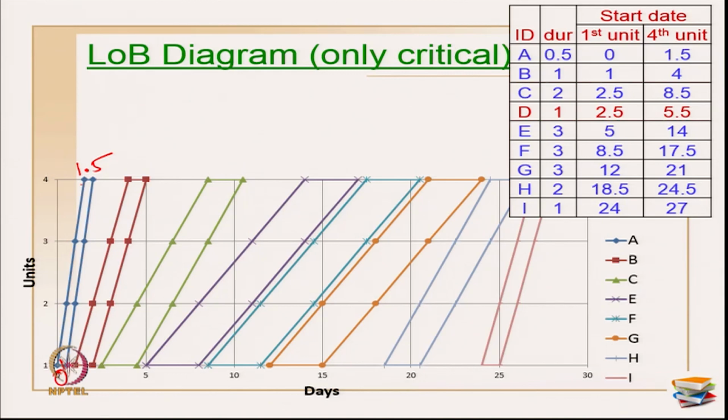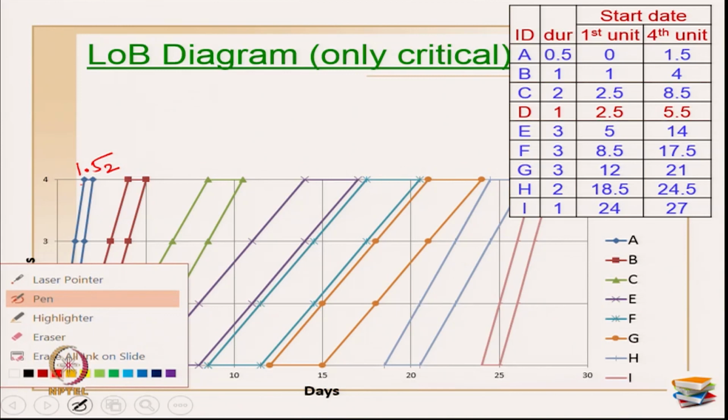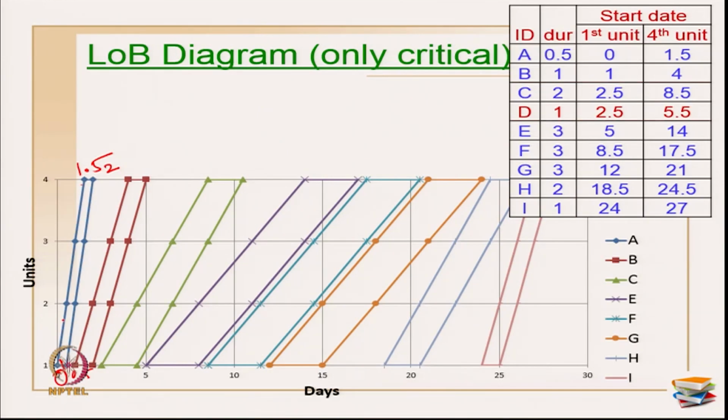Okay. Now, what about the finish of activity A first unit? That will be 0 plus 0.5, adding up the duration. So, that is 0.5 here, 1.5 plus 0.5, this is now 2. Okay. Now, you got all the 4 points. So, you can just plot the activity A. So, this is now activity A.